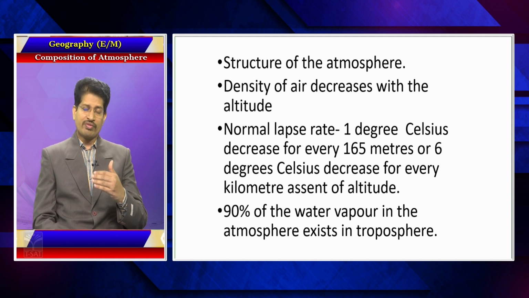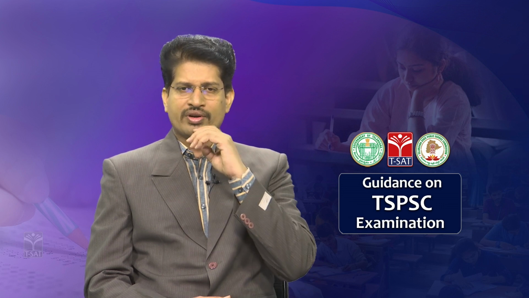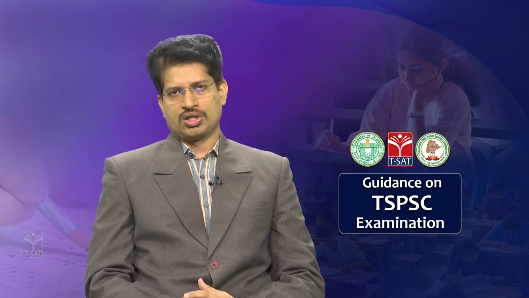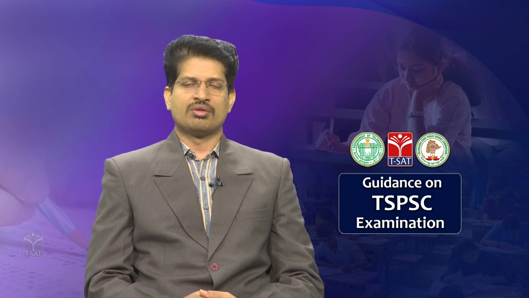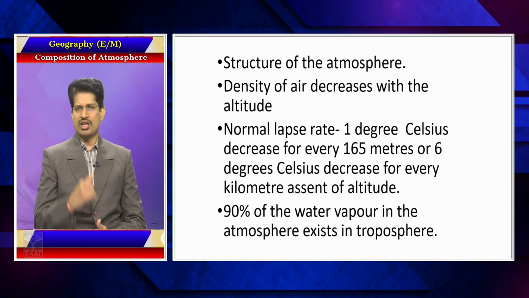What is the rate of decrease in temperature with increasing altitude can be a question. For 165 meters of ascent, there will be a 1 degree decrease in temperature, or for every kilometer there will be a decrease of 6 degrees Celsius, can be a question asked in the examination. 90% of the water vapor in the atmosphere exists in the troposphere. The troposphere is the first layer of the atmosphere, can be a question.